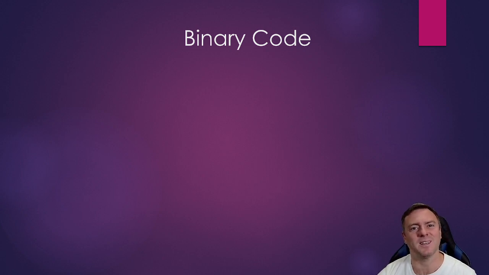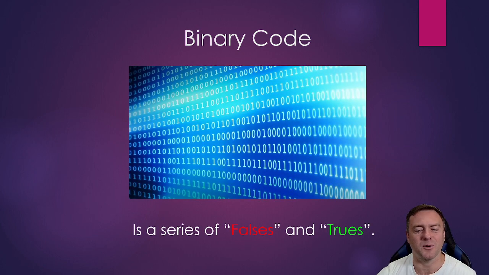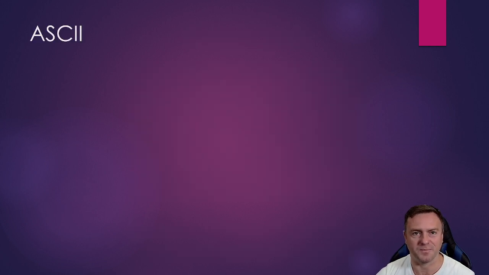So computers only understand zeros and ones. When we look at binary code, it's a series of false and trues. That's what every single one of those are. It's either on or off, like a little light switch for each of those parts. So we describe that using zeros and ones: 0 for false, and 1 for true.